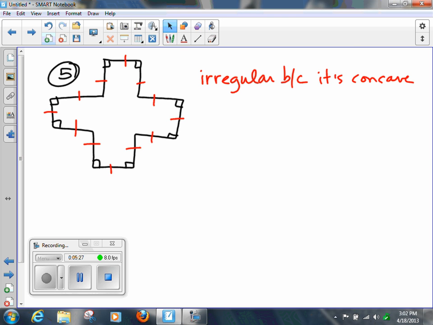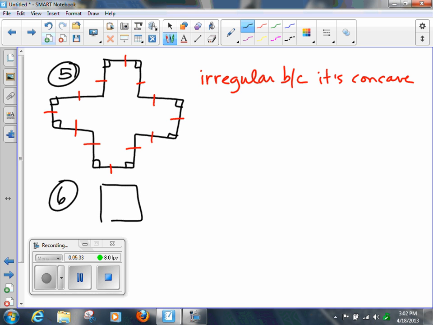Look at 6. Number 6. I like number 6. Why is that one regular? All sides are congruent and all angles are congruent. So this is a regular quadrilateral. It's convex. And if it's a regular quadrilateral, especially after what we've gone over the last 2 days, what kind of quadrilateral is a regular quadrilateral? This is a square, right?